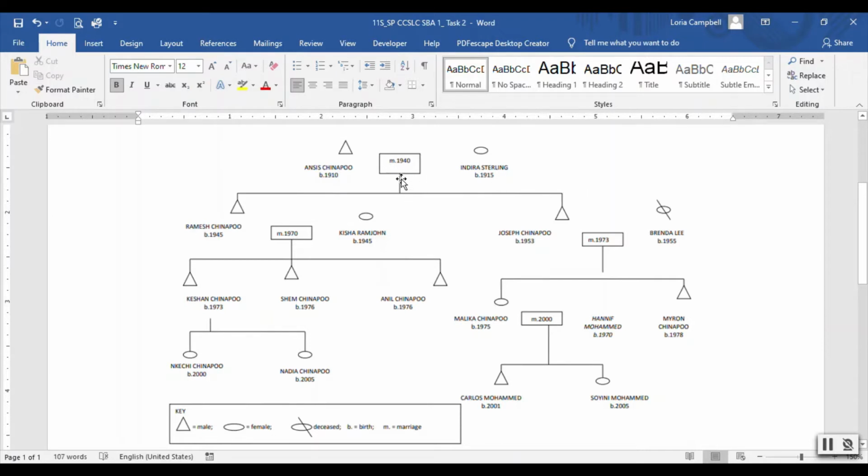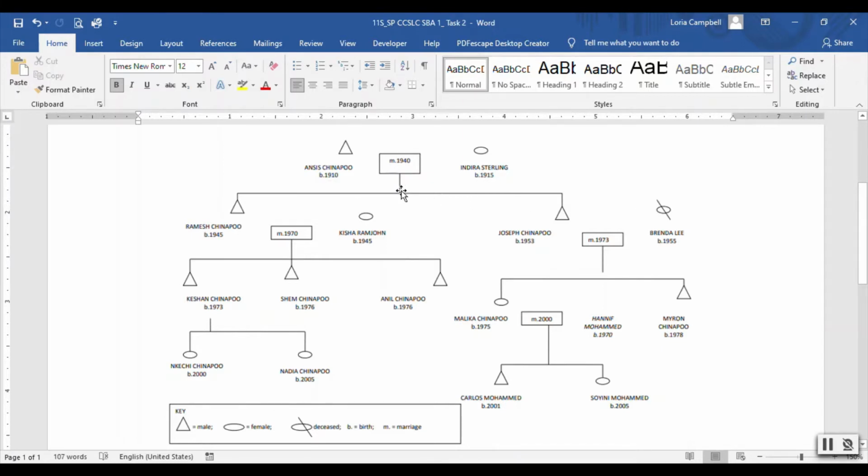Oh, by the way, this person, Ansis Shinapu, and Indira Sterling, they got married, right? They got married in 1948. And Ansis was born in 1910. Indira was born in 1915. So Ansis is 5 years older than Indira. And if you want to know the exact age, you just subtract the birth year from the current year.